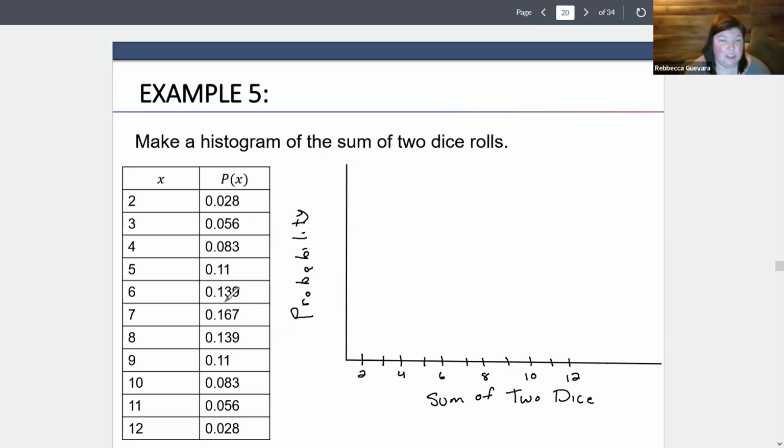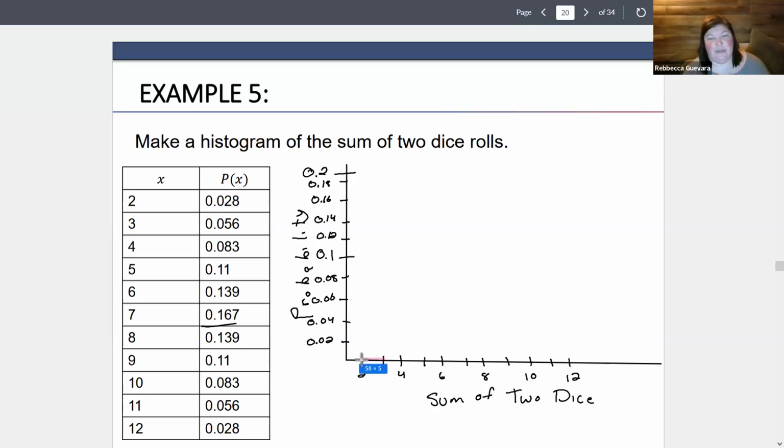We need to write our probabilities. My largest probability was right here, so I'm going to scale this to here. We're going to have 0.1 here, 0.2 here. So 0.02, 0.04, 0.06, 0.08. I'm just winging this a little bit, so it's not perfectly to scale. And then we have 0.1, 0.12, 0.14, 0.16, and 0.18. Nothing's too different so far.